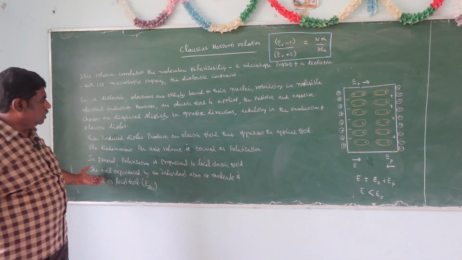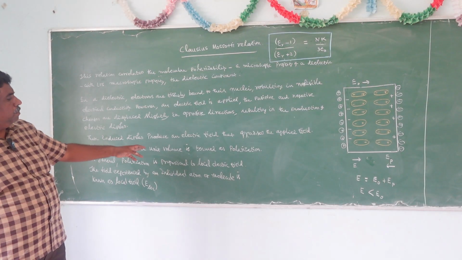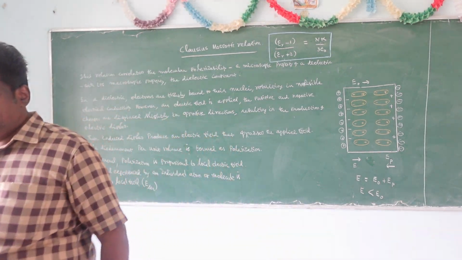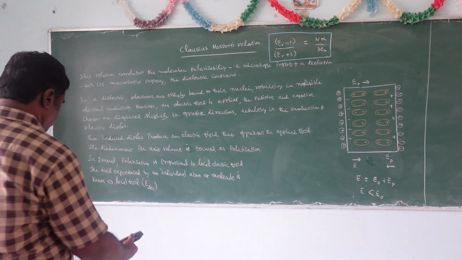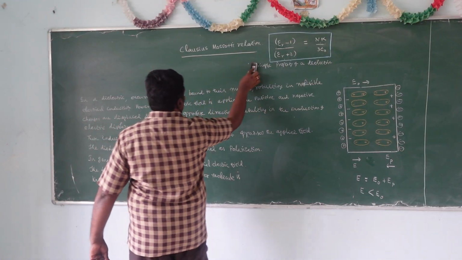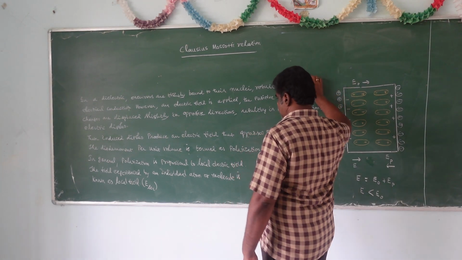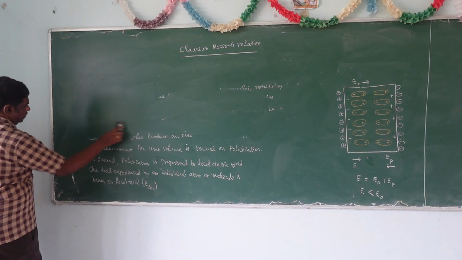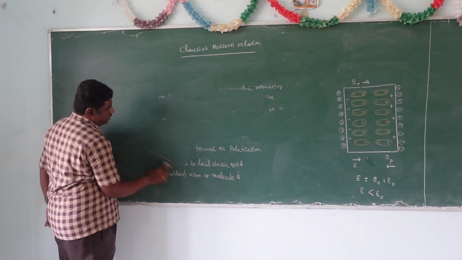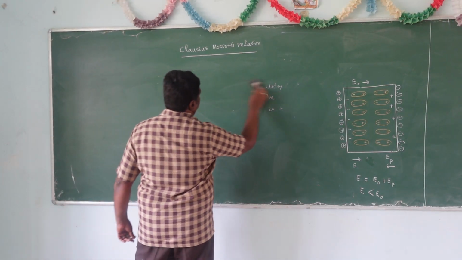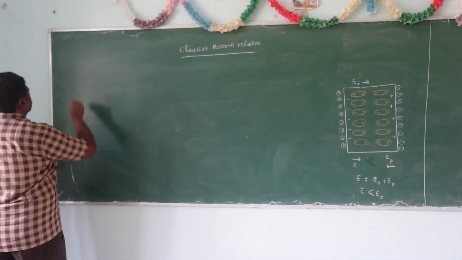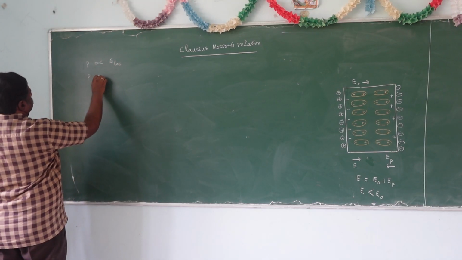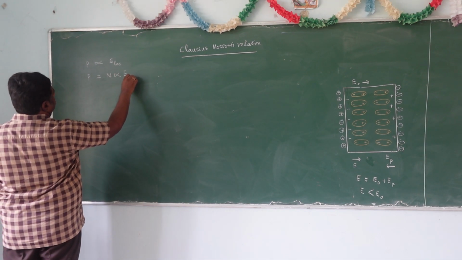Now we may coin a term, polarization: the dipole moment per unit volume is termed as polarization. Polarization is directly proportional to the local field. Here the local field is nothing but the field experienced by an individual atom or molecule inside the dielectric. So mathematically, we can write P is proportional to E local. Then P equals N alpha E local.